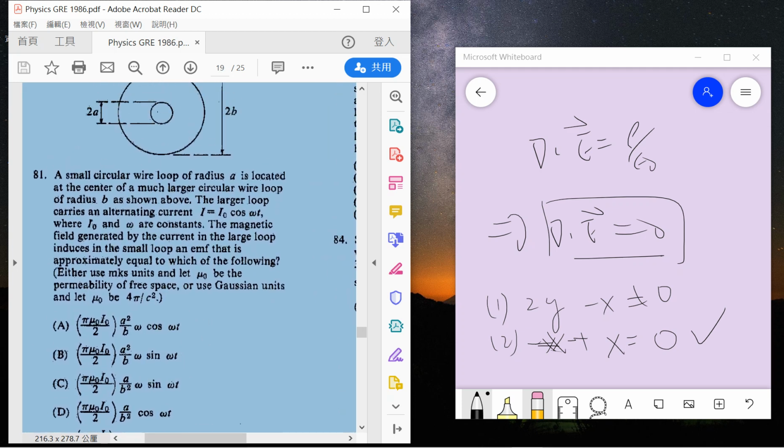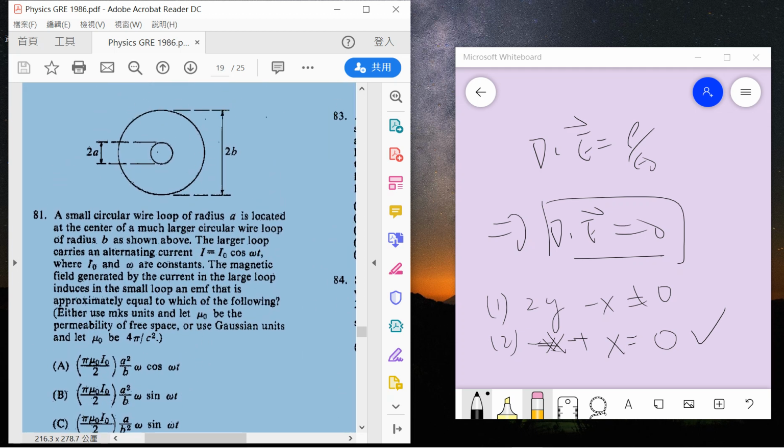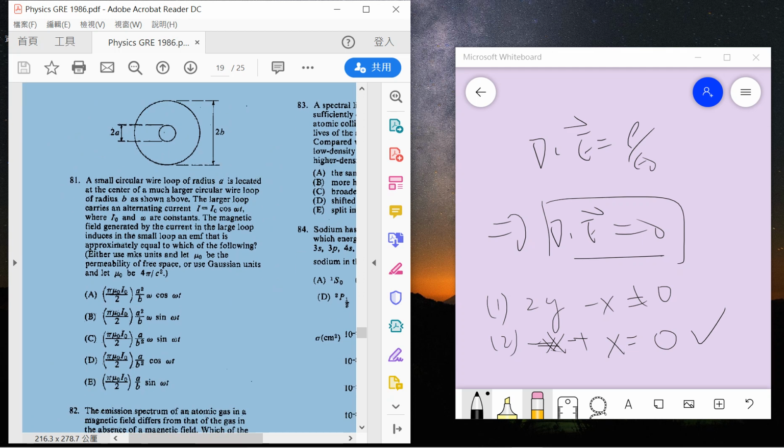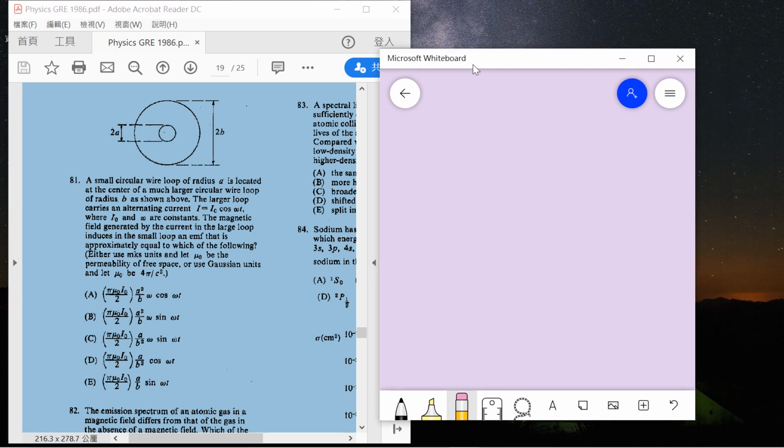Okay, and 81 is complicated, but you can read the question by yourself. Basically, you have some time-dependent current, and it asks you about the magnetic field and the EMF induced in a small loop. Basically it asks you about electromotive force. So this is easy, all we need is Faraday's law.